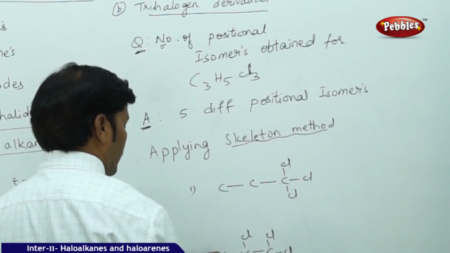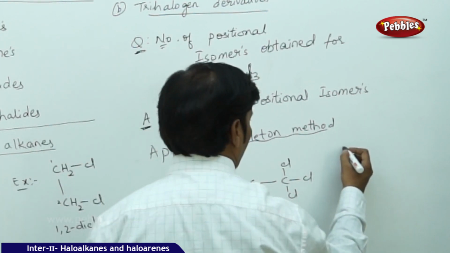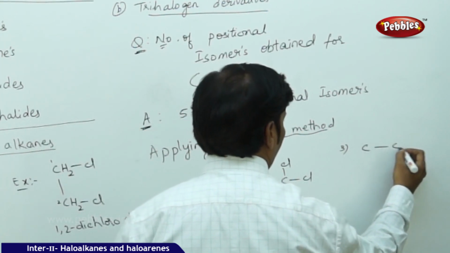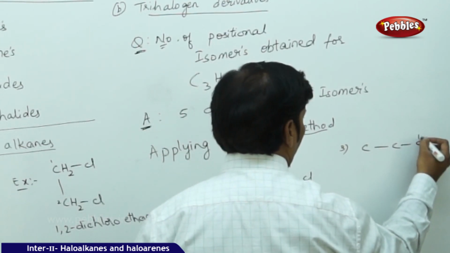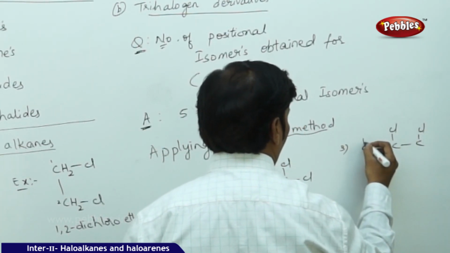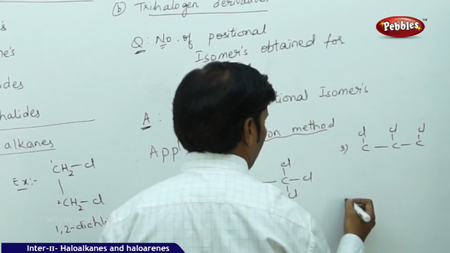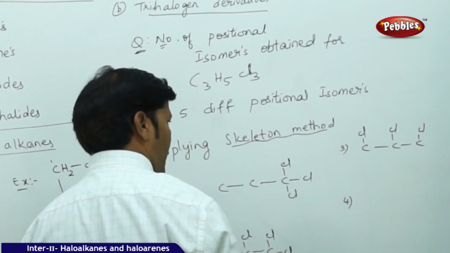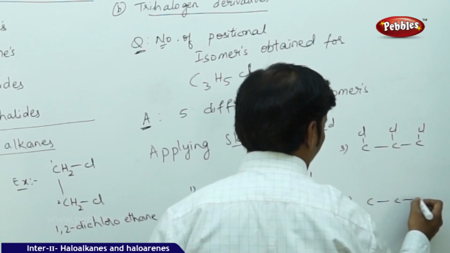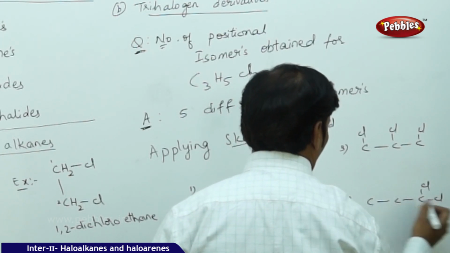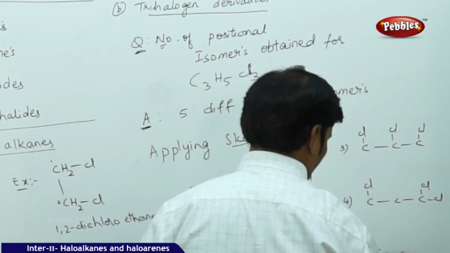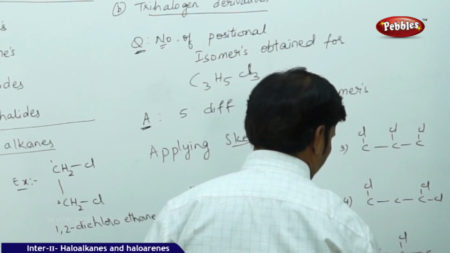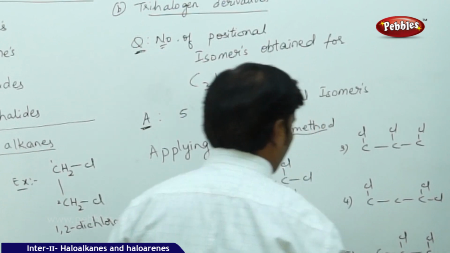This is 1, this is 2. Then the third structure: again take 3 carbons, 1 chlorine on the first carbon, 1 chlorine on the second carbon, 1 chlorine on the third carbon. Then we can take the fourth structure, 2 chlorines on the first carbon and 1 chlorine on the third carbon. Fifth structure, 2 chlorines on the middle carbon and 1 chlorine on the first carbon.